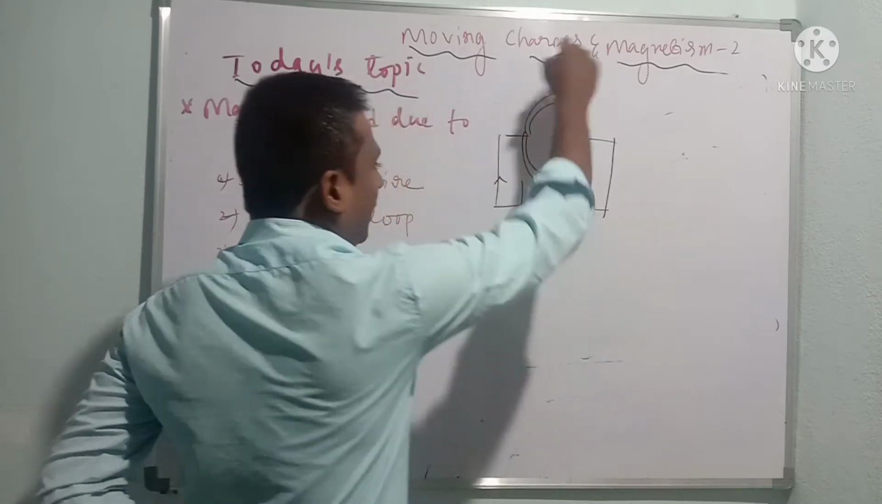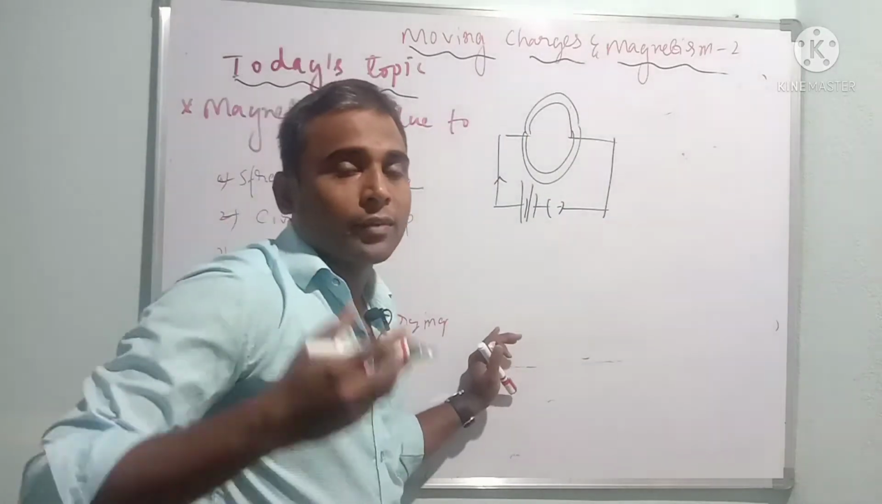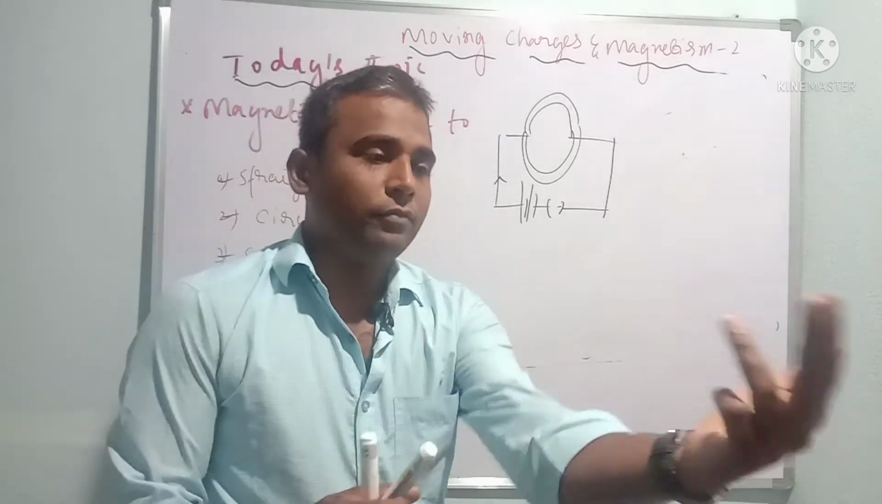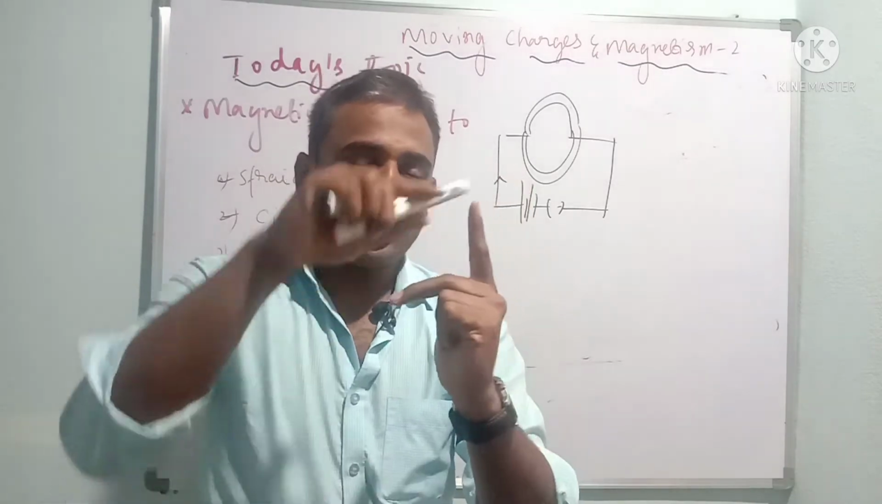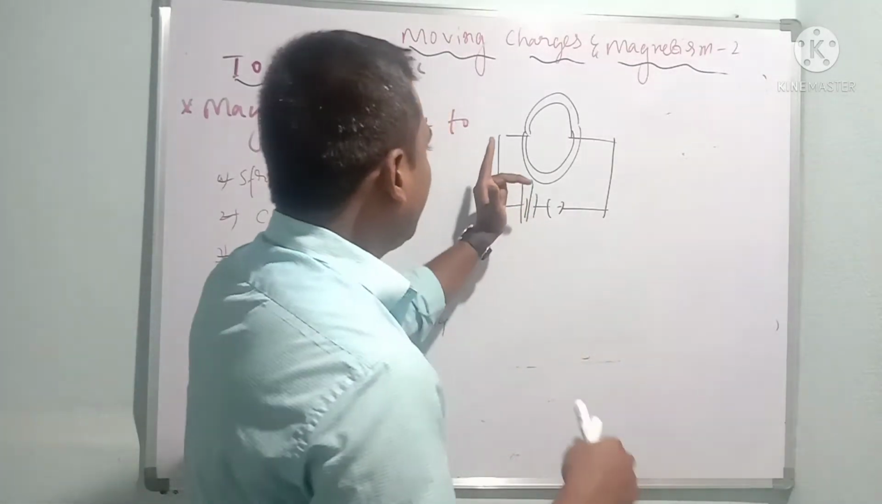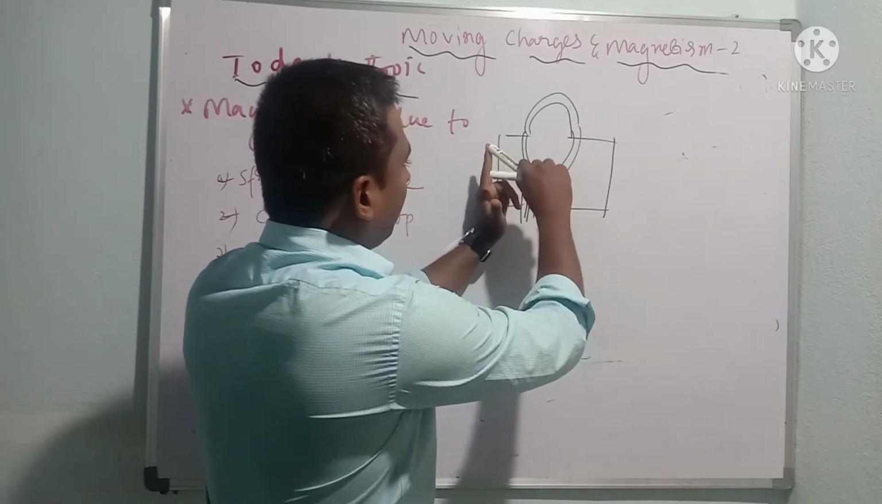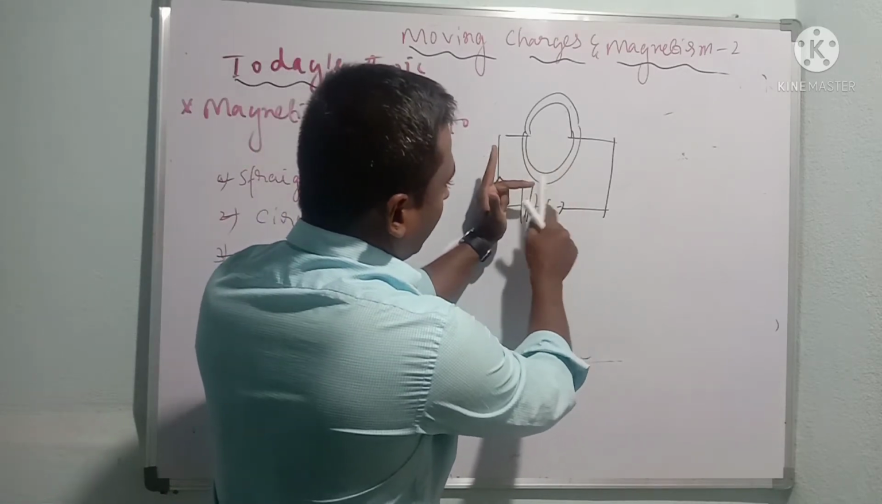So this is all we will understand by using Fleming's left hand rule. It means that when we hold the three fingers of the left hand mutually perpendicular to each other for a current carrying conductor, they indicate the motion of the conductor, the magnetic field, and the direction of the current.